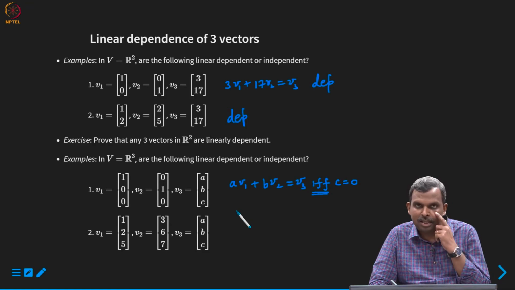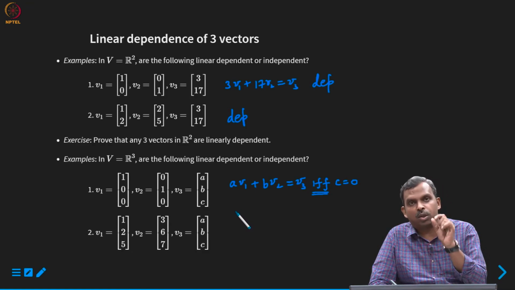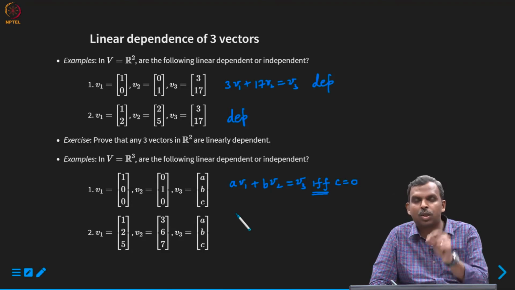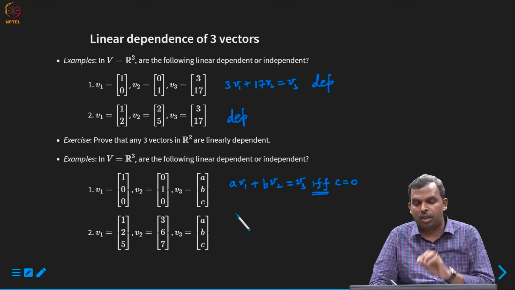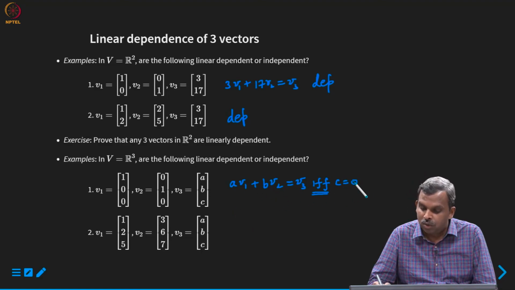If in V3 the third variable, the third coordinate, so to speak, is 0, then V3 becomes a linear combination of V1 and V2. So they are linearly dependent. Okay, so they are dependent if C is 0. If C is not equal to 0, then they are linearly independent.